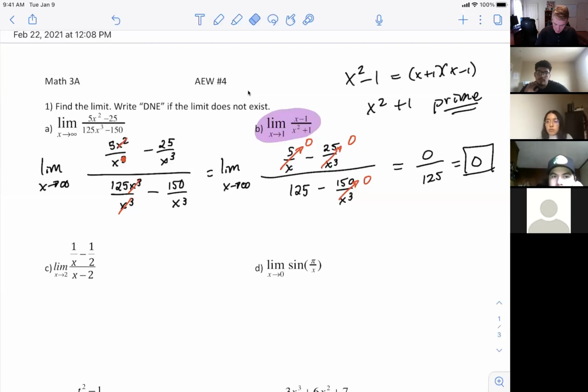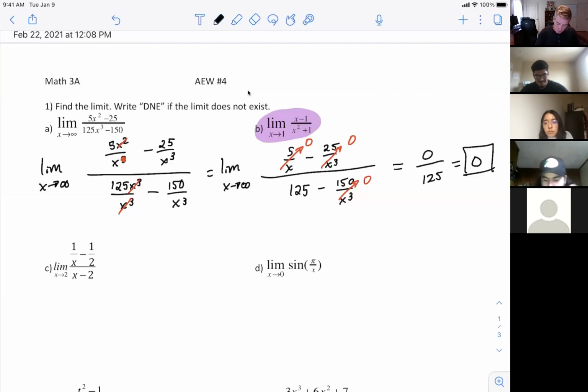Would it be better to just plug in the 1? That's right. Whenever you can just plug in the number and get something that is defined, that's all you have to do. If there was division by 0, you definitely would have to do something else. But if you plug in the number and you get an actual number, like this is 0 divided by 2 equals 0, then that's the answer.